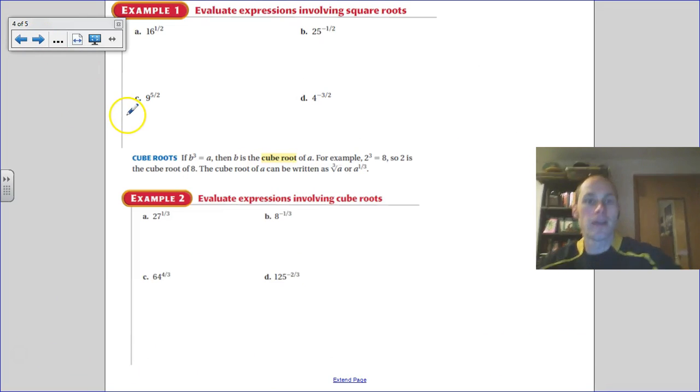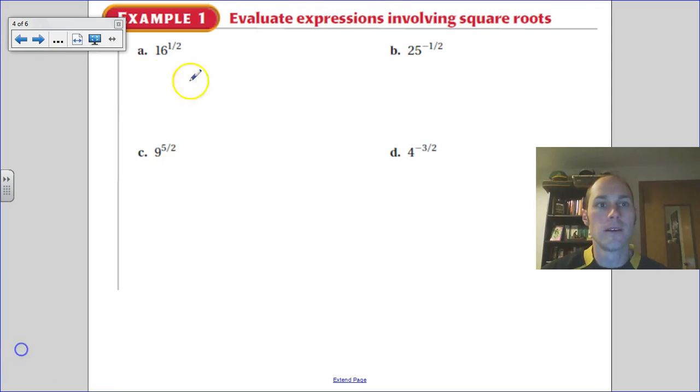So let's do some work with that now. In our first example, we have 16 to the 1/2. That's the same as the square root of 16, which would be 4.